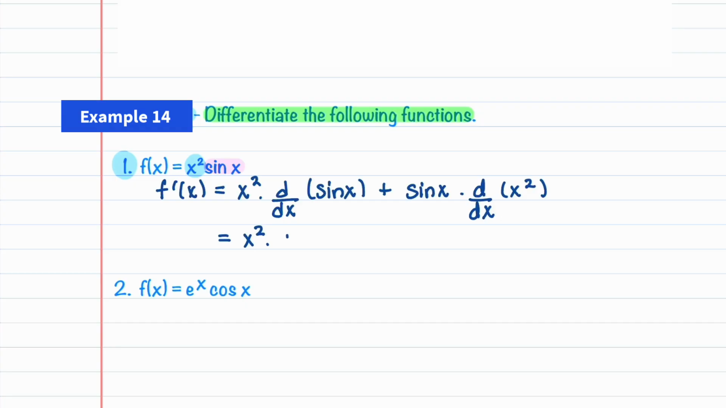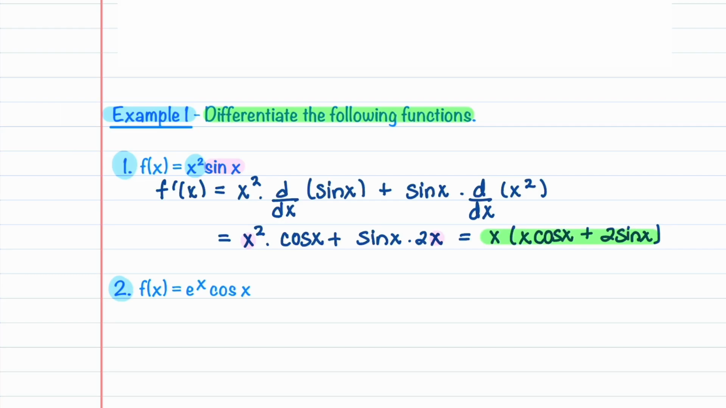Now we get that our derivative is x squared times the derivative of sine x, which is cosine x. And then we have sine x times the derivative of x squared, which is 2x. Notice that we can pull an x term out from both of these. So we can write this as x times (x cosine x plus 2 sine x). And that's our derivative.